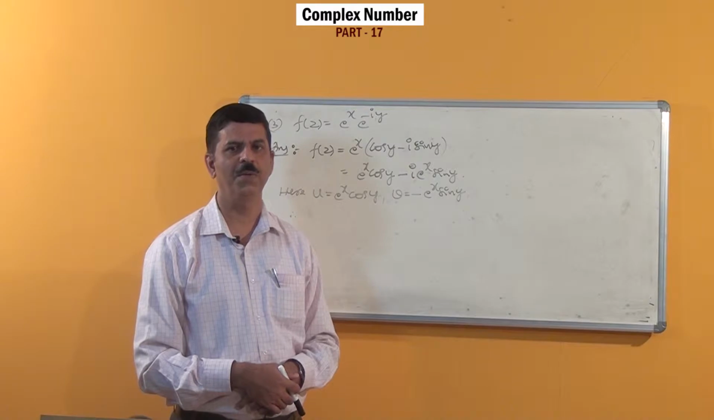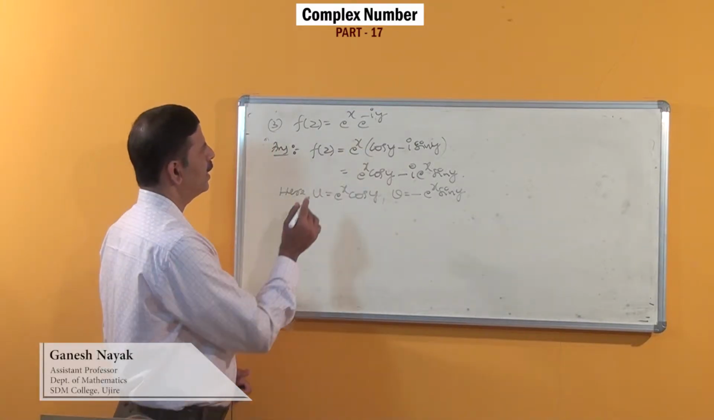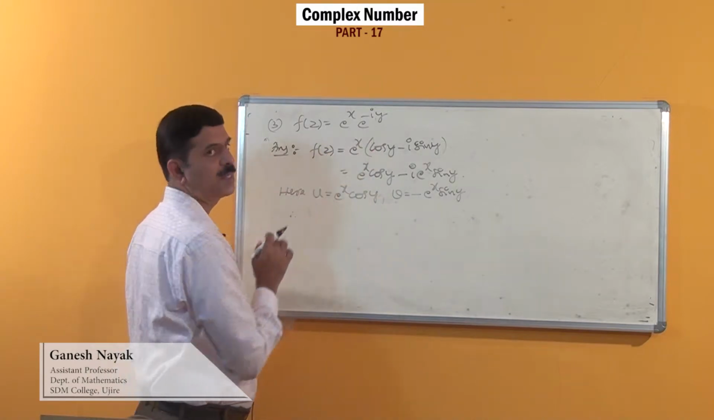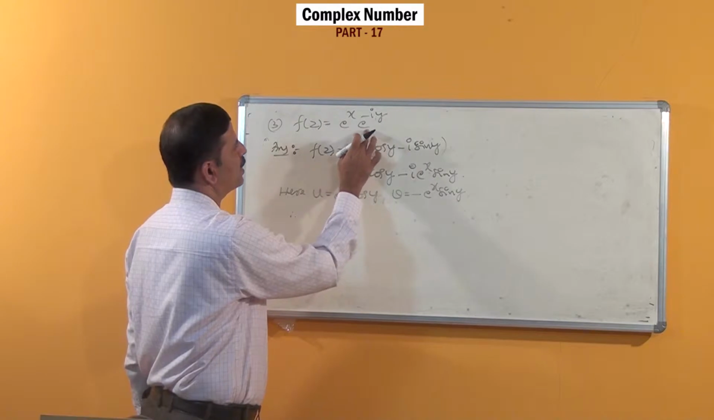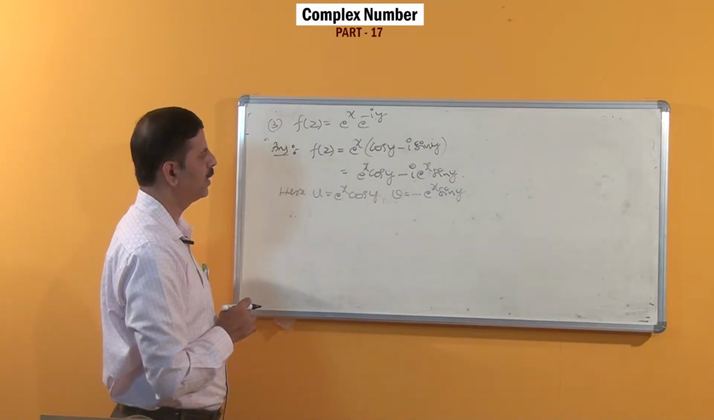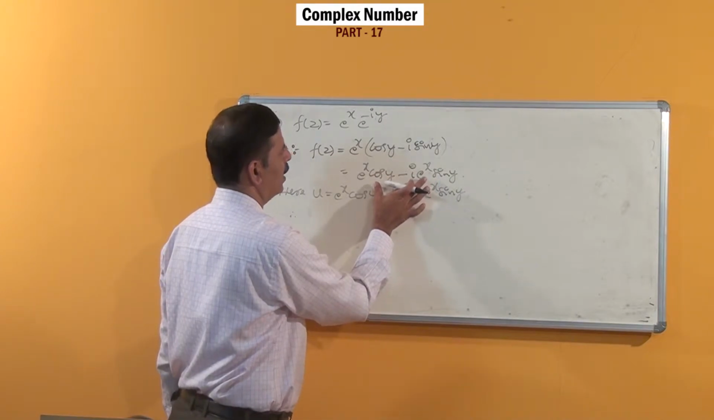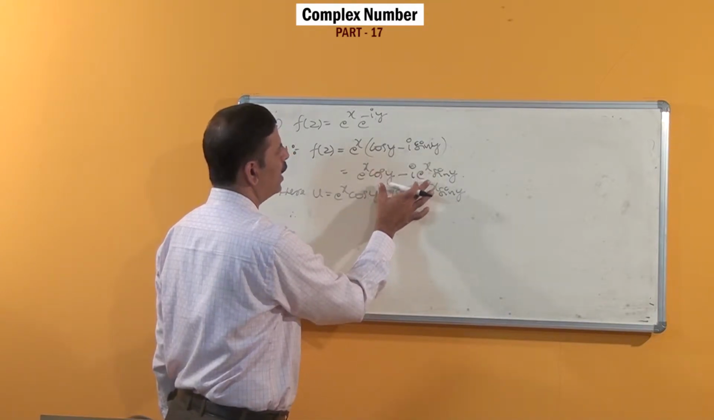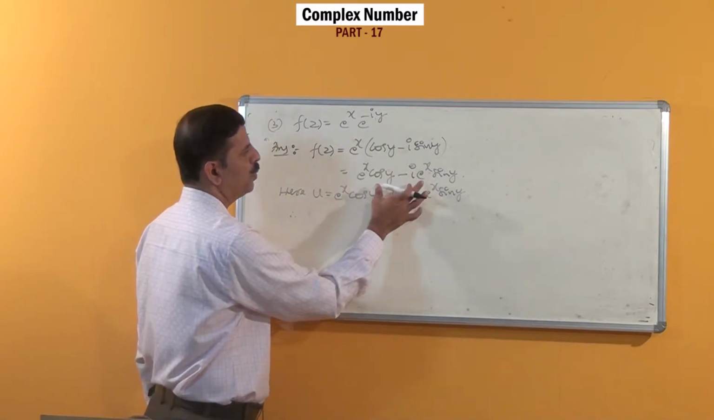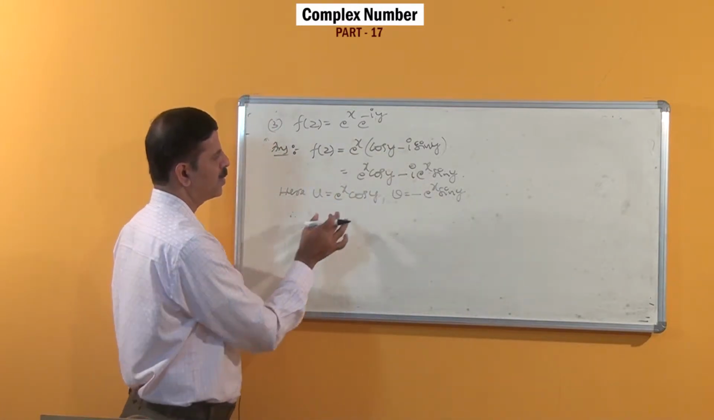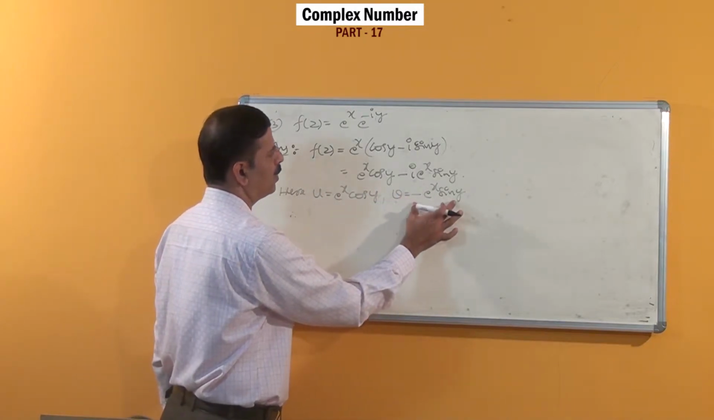Friends, we will continue once again. In the last class we were discussing the problem f of z is e power x into e power minus iy. As usual, we write it in the form u plus iv. So we have this here: this is the real term u and this is the v term.